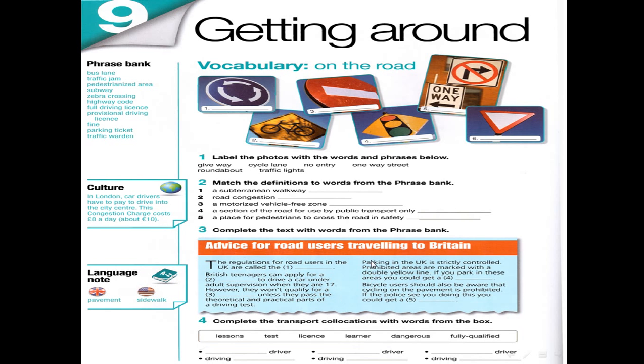Parking in the UK is strictly controlled. Prohibited areas are marked with a double yellow line. If you park in these areas, what? You could get a parking fine. Fine means you pay money. Why do you pay money? Because you parked your car in a wrong way. Parking fine.